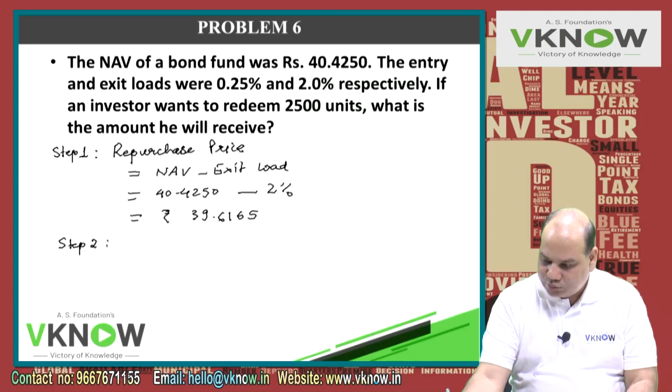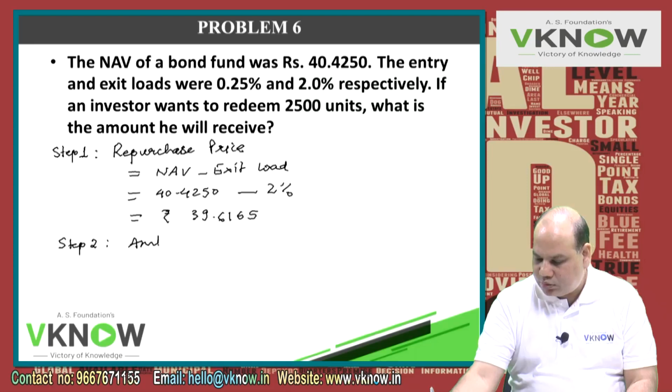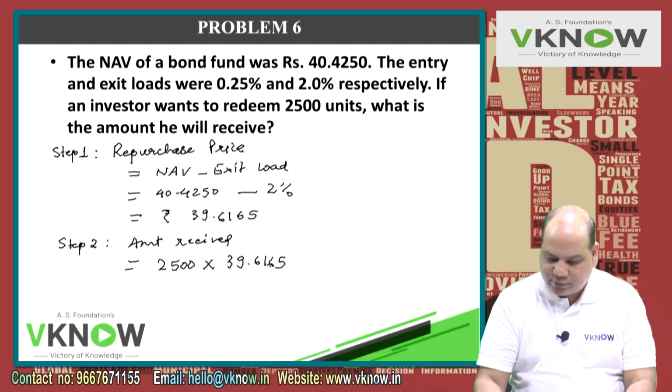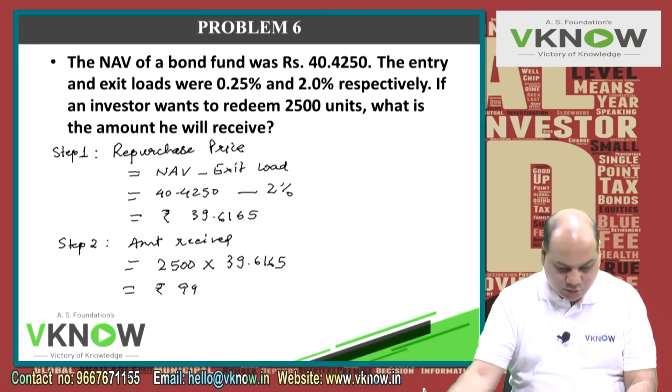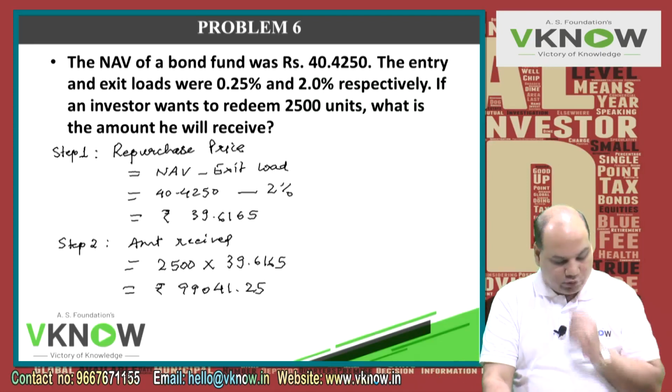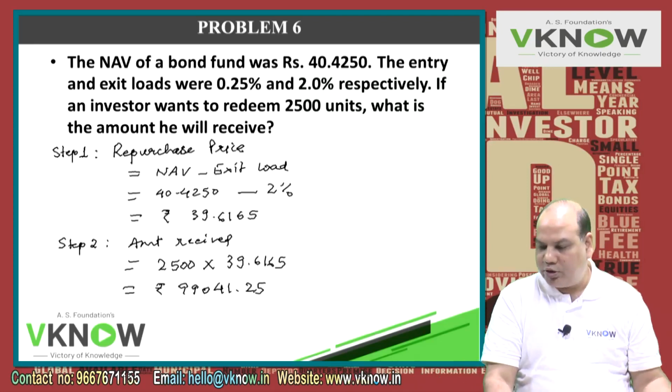And step number 2, amount received is how many units he wants to repurchase? 2500 into 39.6165. So he will get rupees 99,041.25. Are you getting the same answer?